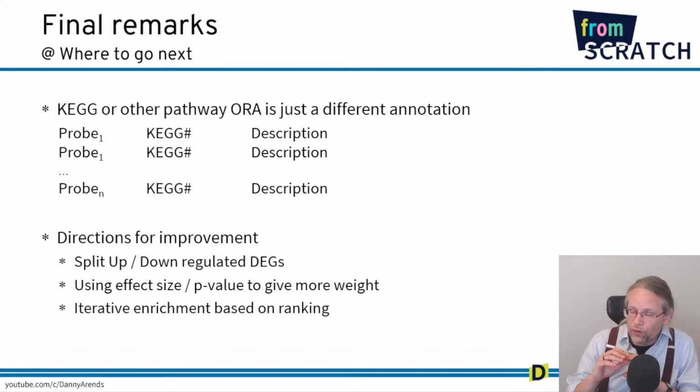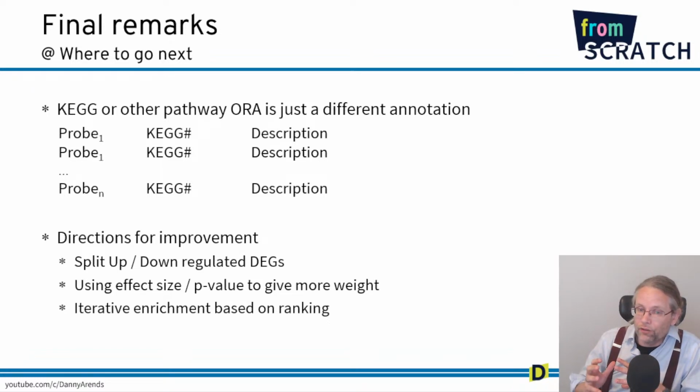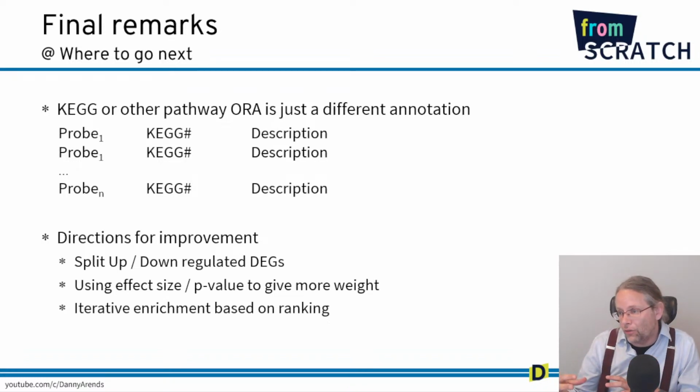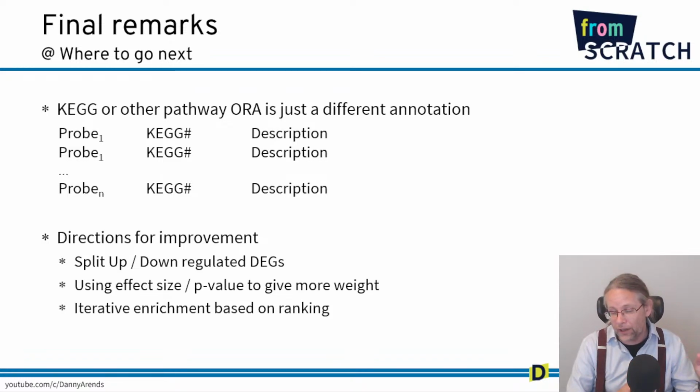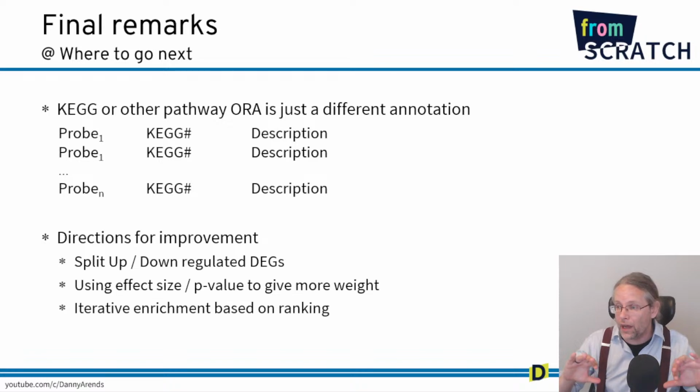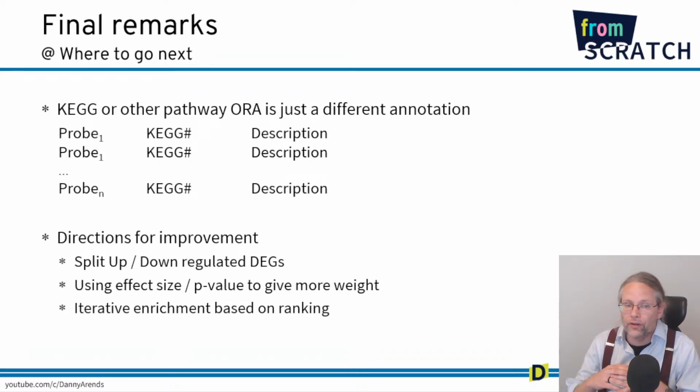And of course, if you want to improve this algorithm, then you could run it for upregulated genes and then run it for downregulated genes, right? Because we're now grouping all differentially expressed genes together. But it might be that a certain gene ontology term is only found in the upregulated genes, while a different gene ontology term is found in the downregulated genes. So splitting up and downregulated genes from each other might improve your ability to see things.